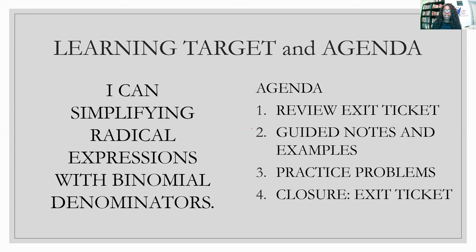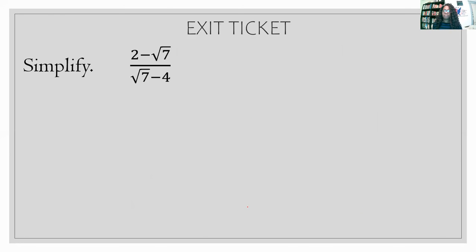So we already reviewed it. We already looked at our guided notes and examples. Definitely did a practice problem. Now let's get with that exit ticket. So I just want you to do this one problem, which is 2 minus the square root of 7 divided by the square root of 7 minus 4. All right? Whatever you do, do not cancel the radical 7s. You will be incorrect. Okay?